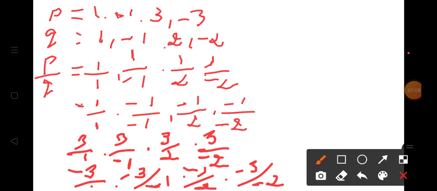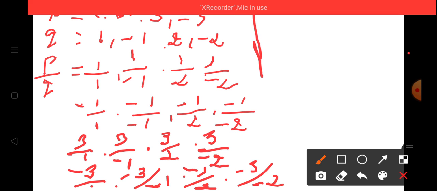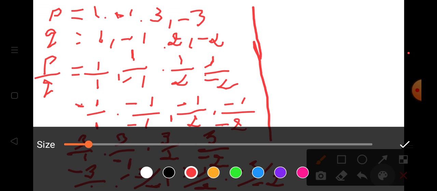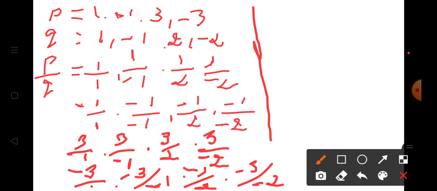Now we write the P by Q values. First we cancel the similar values. We take only single values. Okay, now listen. Here first one, 1 by 1. 1 by 1 is equal to 1. So we write only 1. Okay, next, 1 by 1, it's finished.